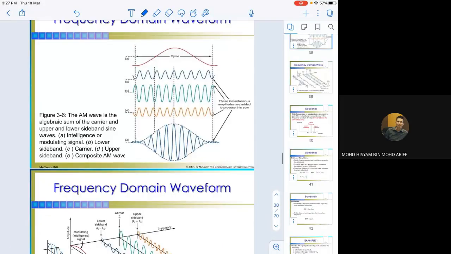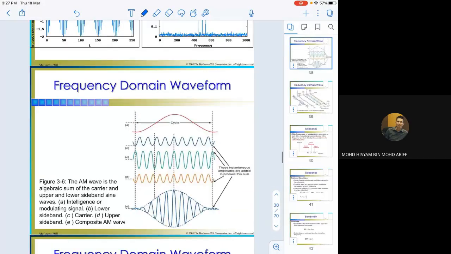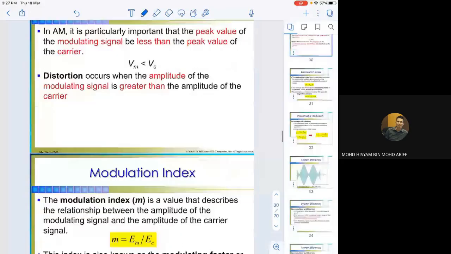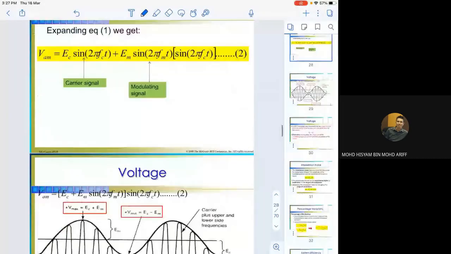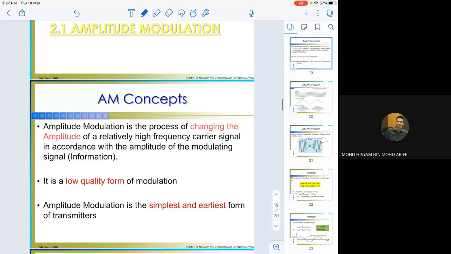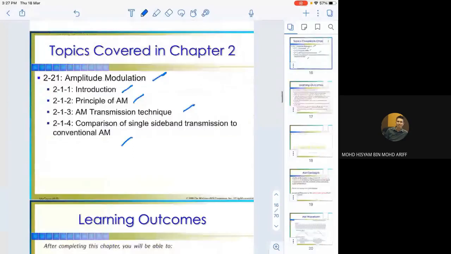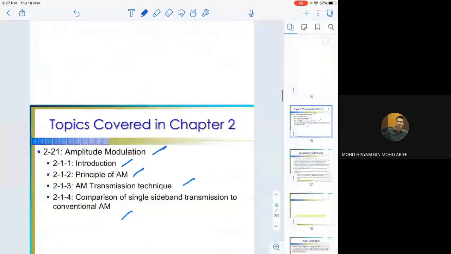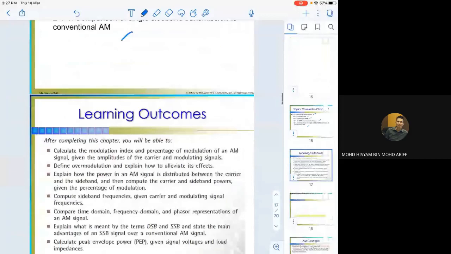So I'll give you an example. Let's see the example in the slide. I already gave you an example. So, recap back.